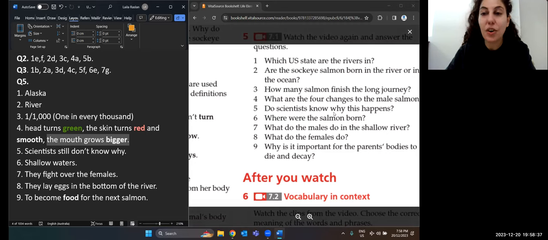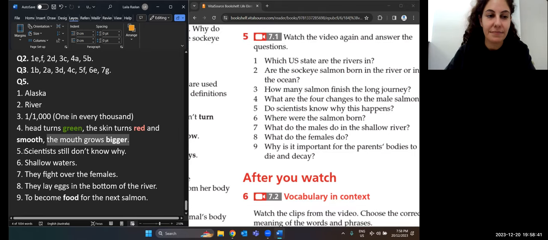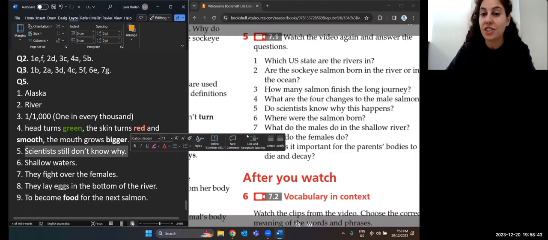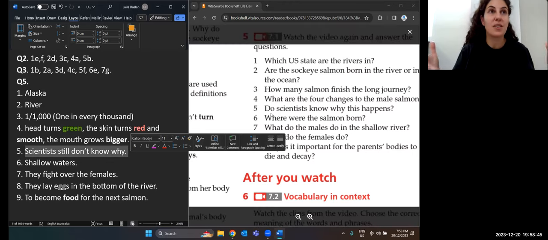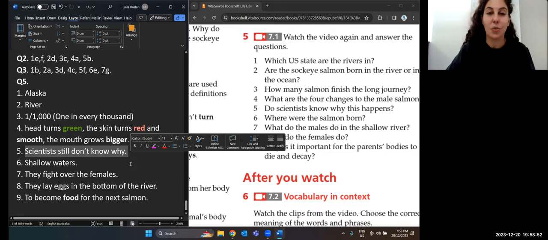Do scientists know why this happens? So it's a do question. Remember, with do questions, you can answer with no first: no, they don't, or scientists still don't know why. So still means because there might be a chance that they will. Until now, scientists still don't know why.